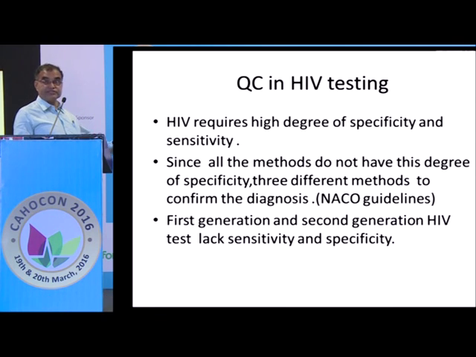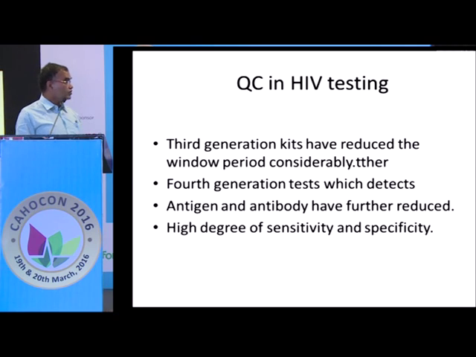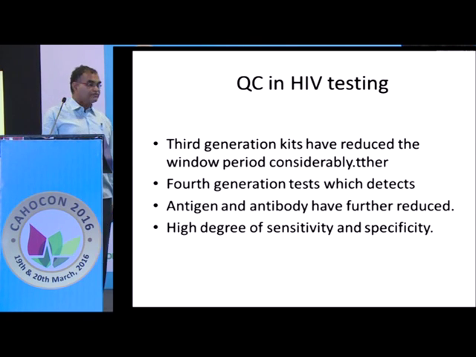As you know, there are first, second, third, and fourth generation tests. So many kits are there, so it all depends on what you want to use. Fourth generation tests are also available, which can pick up both antigen and antibody, and they have reduced the window period further.